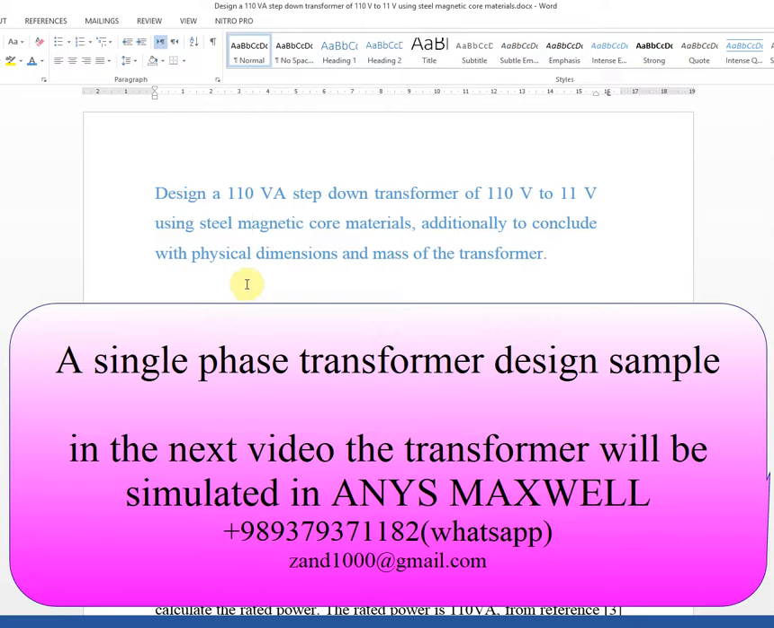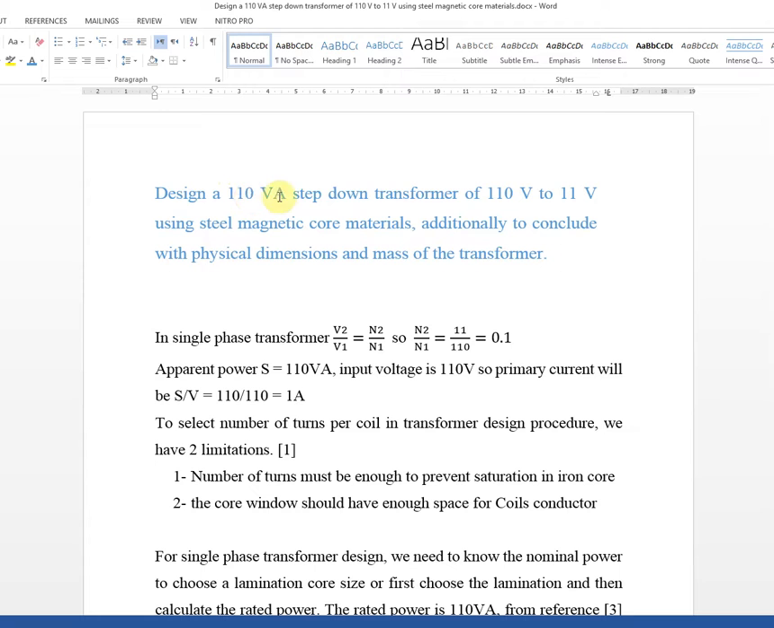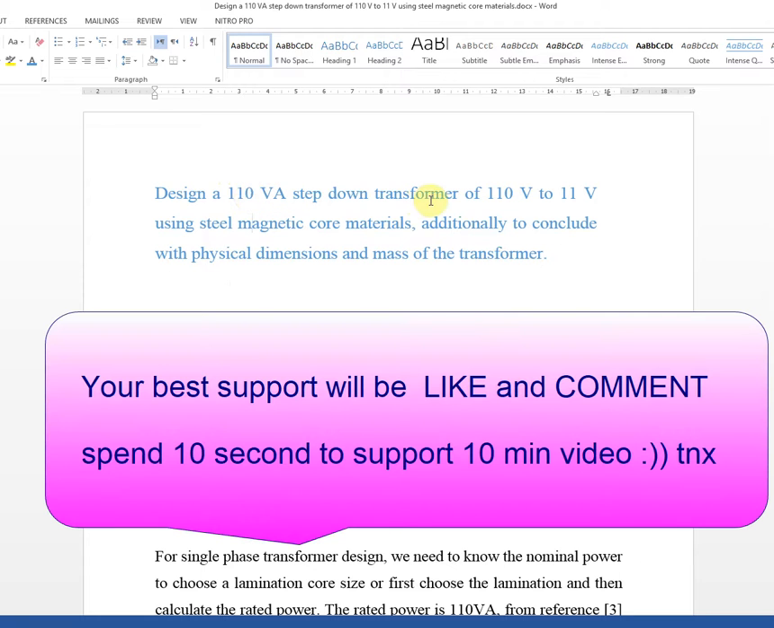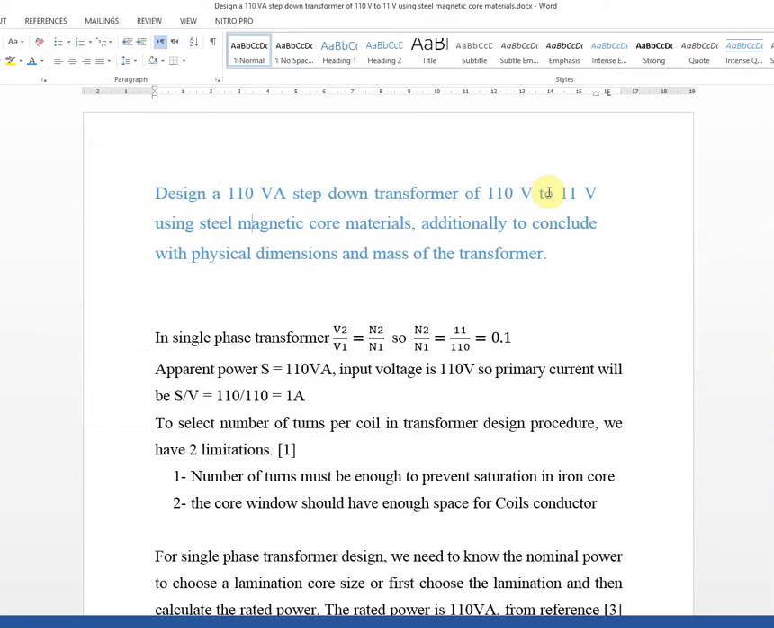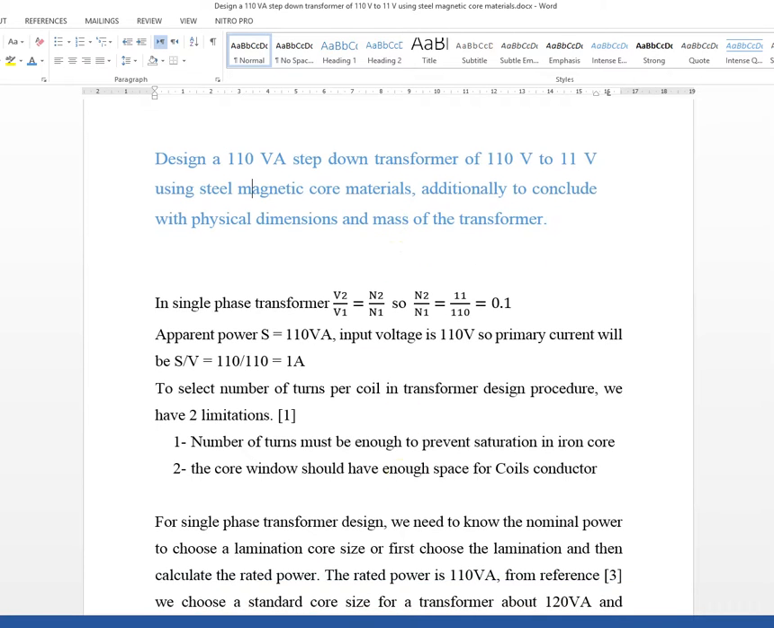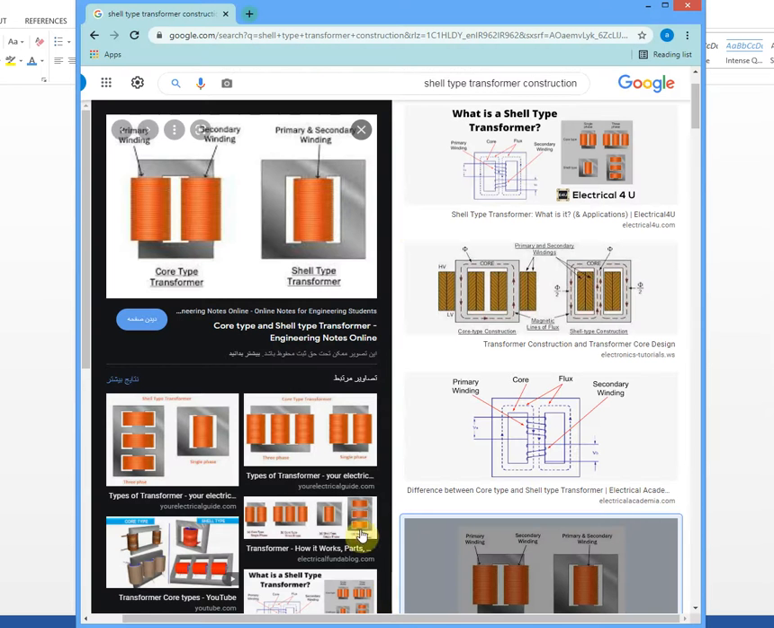In this coursework, we want to design a 110 volt-ampere step-down transformer with primary voltage of 110 volts to secondary 11 volts, with steel magnetic core material. For designing this transformer, we chose a single phase shell type transformer.